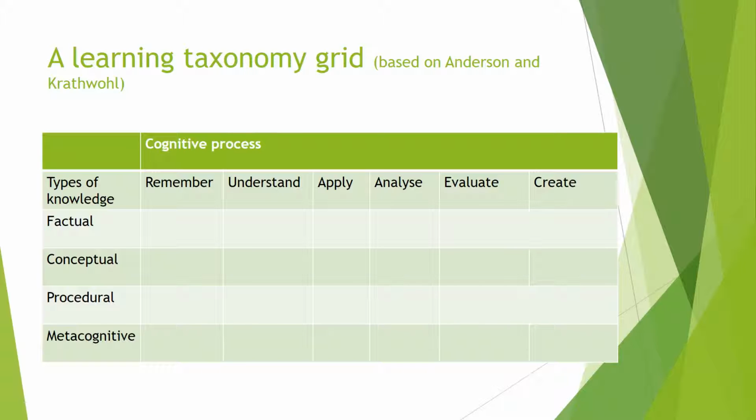Anderson and Krathwohl recognize that just as there are different cognitive processes, there are different types of knowledge. They are factual, conceptual, procedural, and metacognitive. They represent this correlation in the grid as shown, instead of in a list. This is a very powerful tool to use for planning, teaching, and assessing purposes. The learning outcome can be placed at the intersection of the cognitive process and the type of knowledge that students need to know.